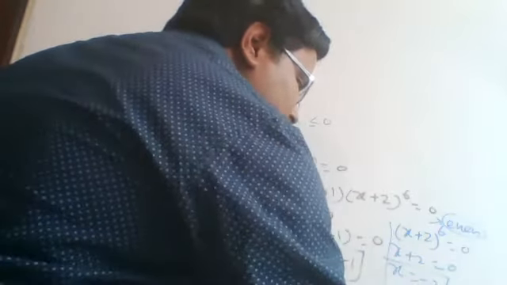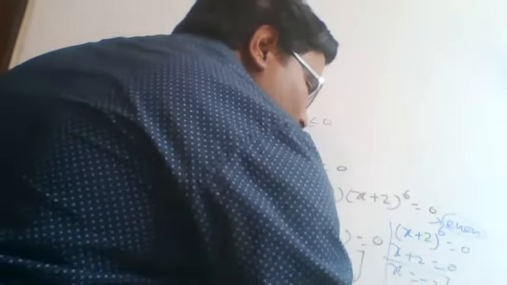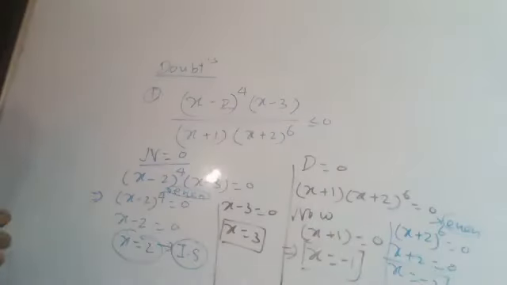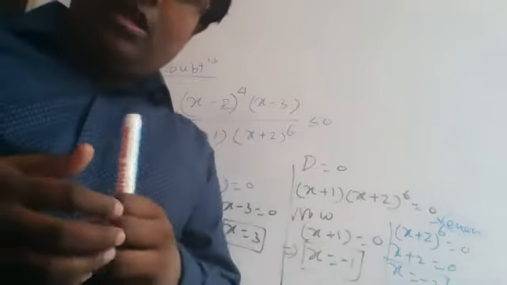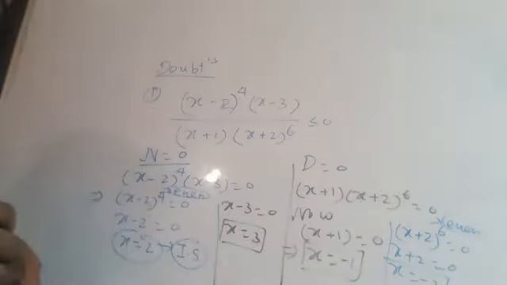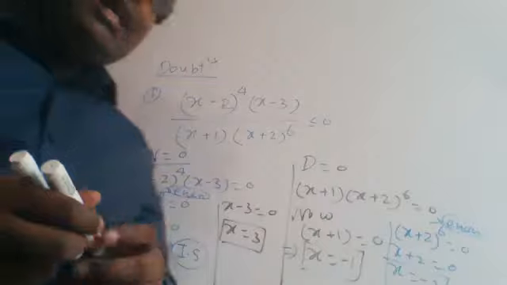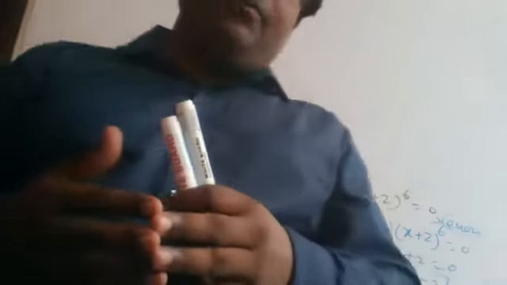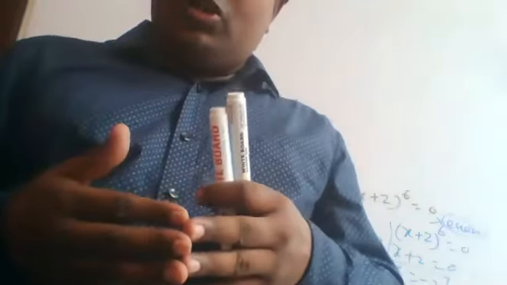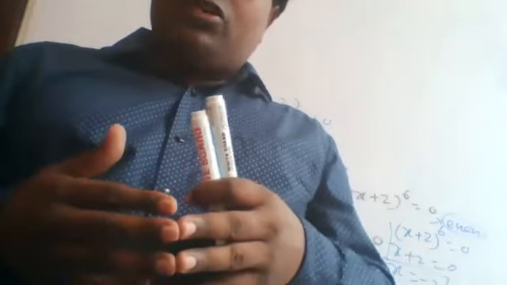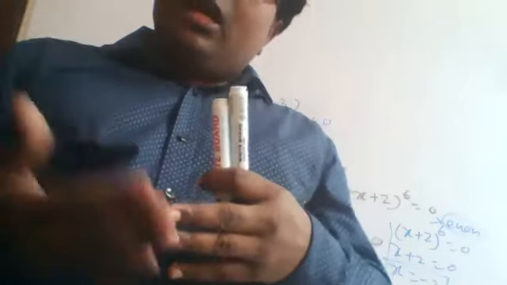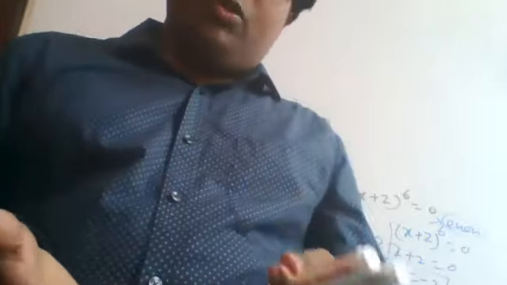Now this is an isolated solution. Why an isolated solution? Because the factor has an even power. So first of all, we make the numerator and denominator 0, as we know very well how to do it, and after that we get the values of x. All values of x obtained from factors having even power are isolated solutions, and all other solutions obtained from odd power factors are known as normal solutions. Simple thing.